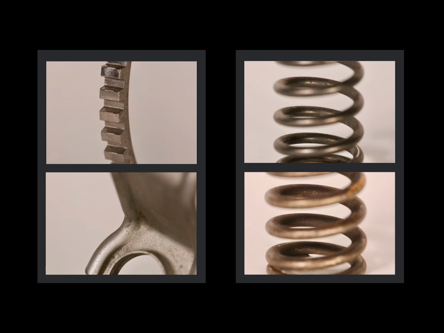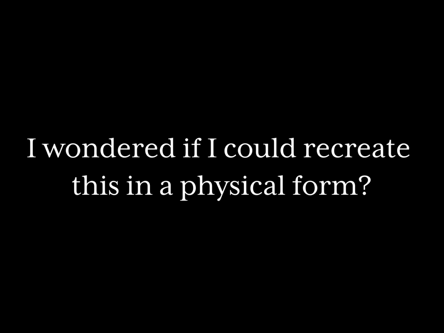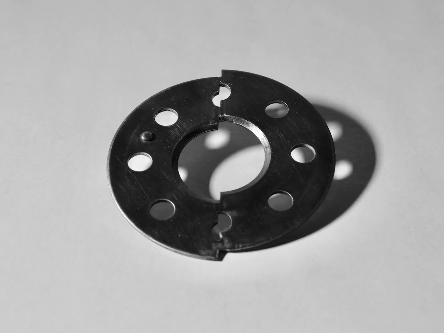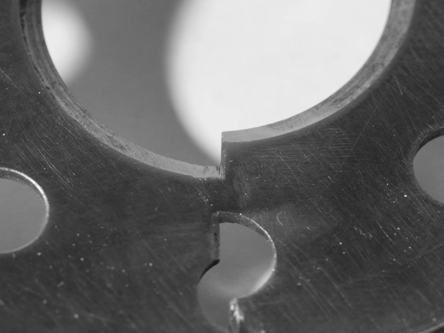In photographing new parts from Pick and Pull, I noticed some curious matchups that caught my attention. Their like shapes suggested a schism that was similar to my collage work. I wondered if I could recreate this in physical form. I did so using parts from Pick and Pull. When I went to photograph the new object, I realized I was more interested in the shadow that was being produced than I was the object itself.